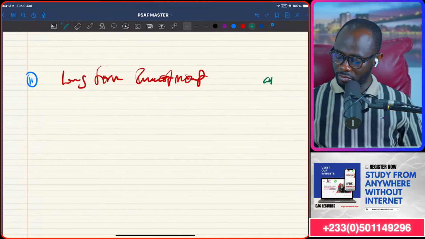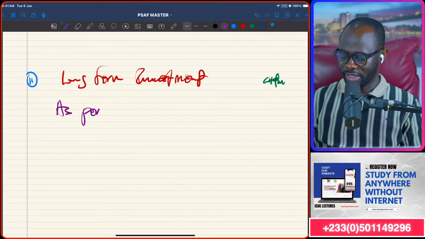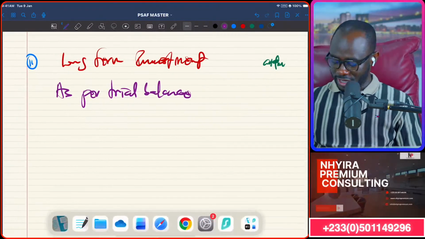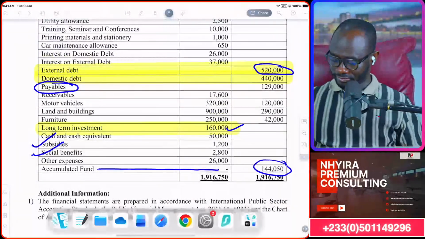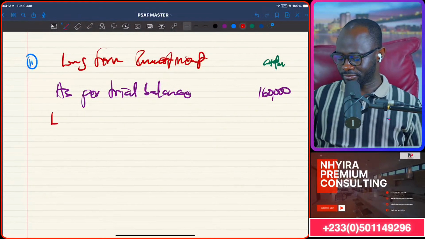See how beautiful public sector is? Oh, Nhyira, it's not beautiful. It's not beautiful. Which one is beautiful? If it's not beautiful, then something is under your eyes. Like we say in Ghana here.